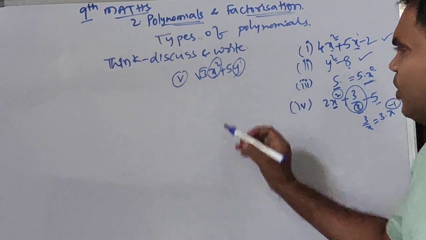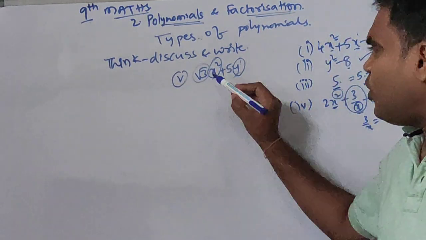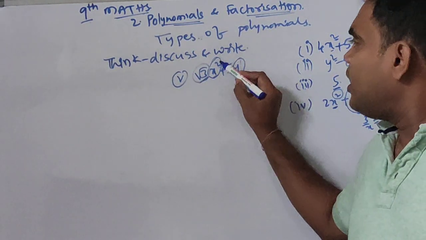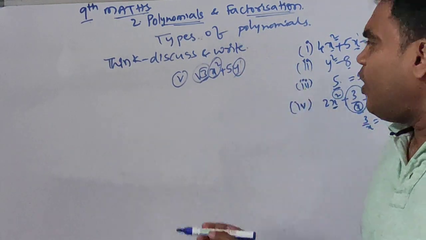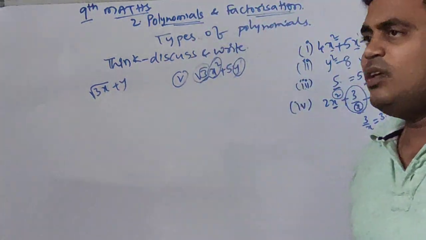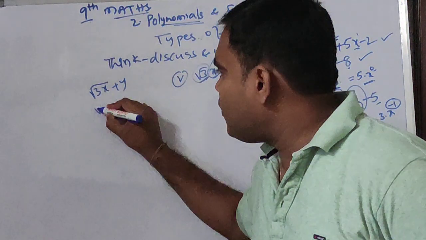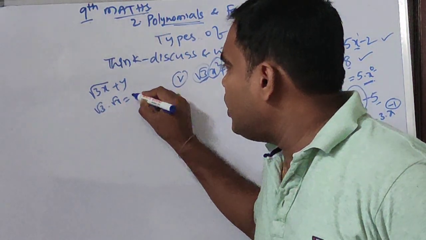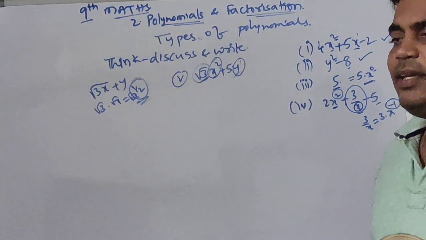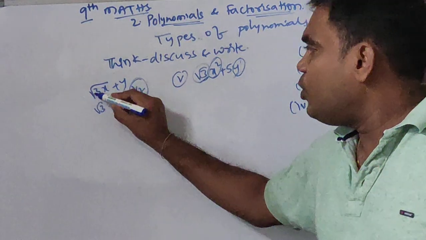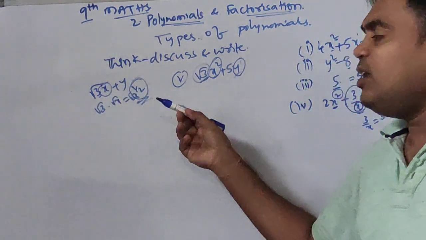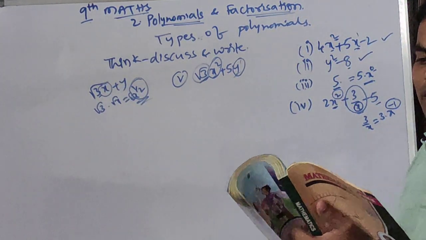And one more thing, here it is root 3, so the coefficient is root 3. Whatever the coefficient, it is not a matter. The power should be a positive integer. For example, if the question is given like root 3x plus y, we can write this as root 3 into root x, so x power 1 by 2. Now it is not a polynomial. If the root is given for 3, no problem, but if the root is given for x, then it won't be a polynomial.